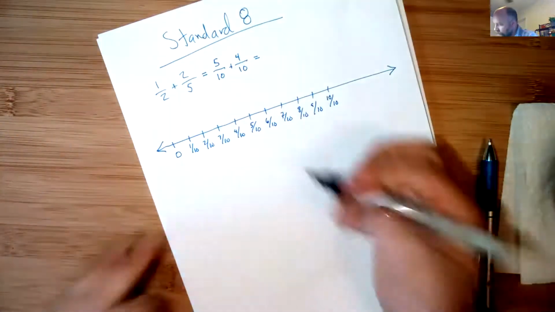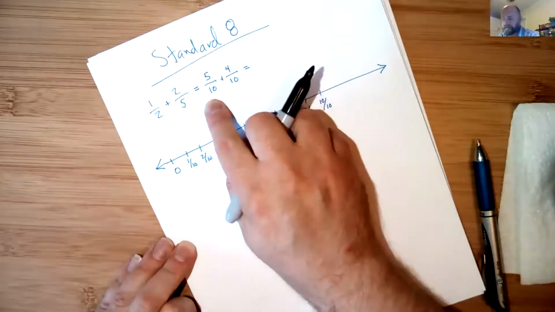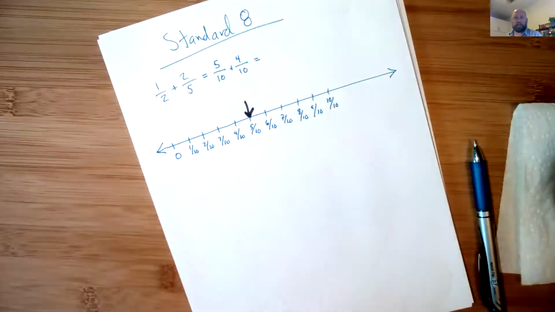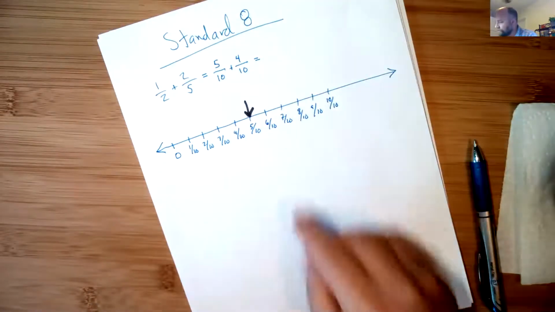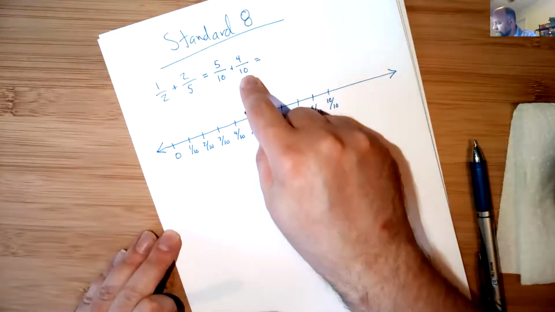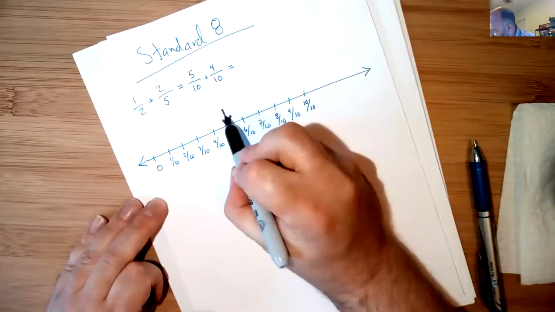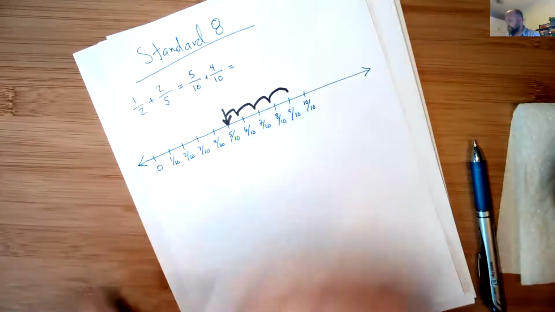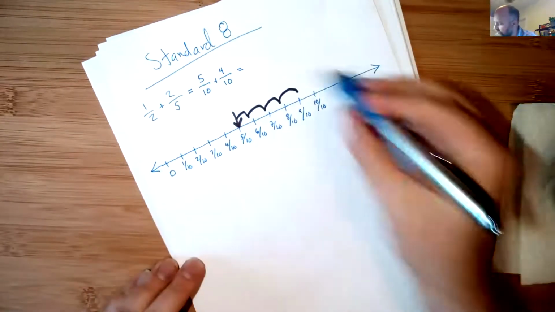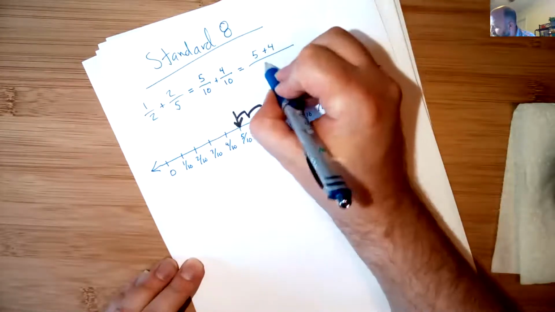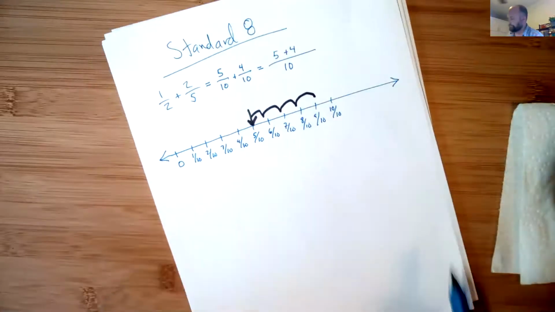And I start at 5/10. And then just like we did for whole numbers, I count 4 more steps along the sequence of tenths to get to 9/10. 5 plus 4 over 10.